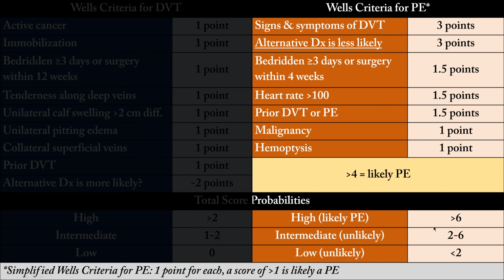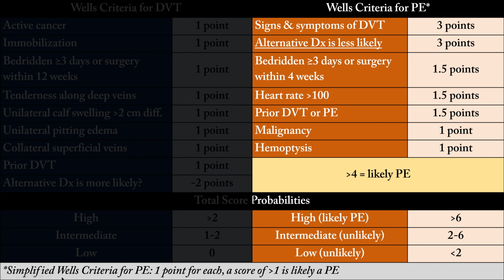with these numbers. Now, there's an easier way to do this, and you just use a cutoff of 4. If it's more than 4 points, this is likely PE. All right, it's not based on a probability here, but it's only binary: it's likely or unlikely. If more than 4, it's likely to be PE. If 4 or less, it's unlikely to be PE.